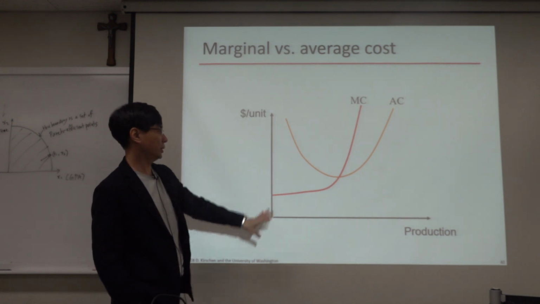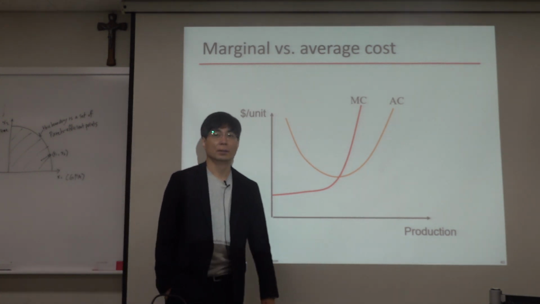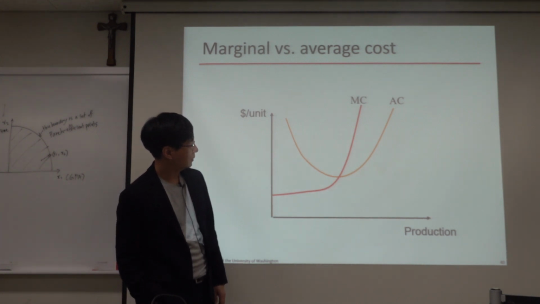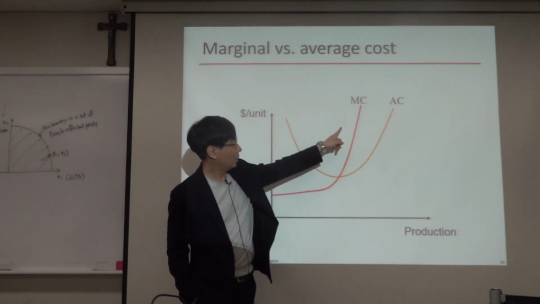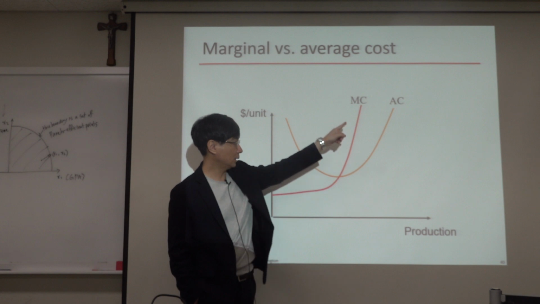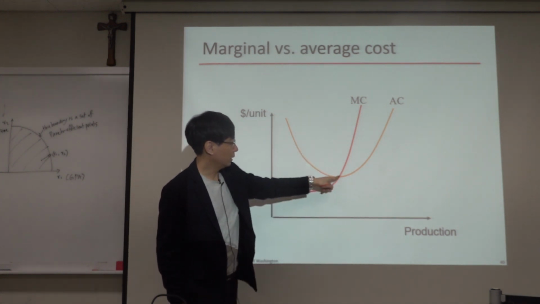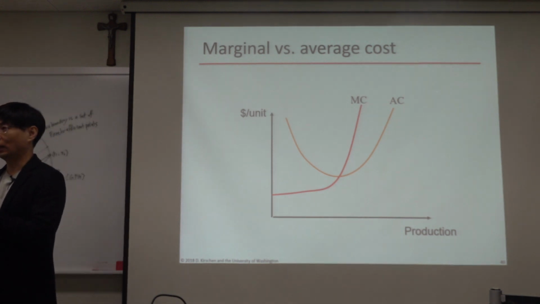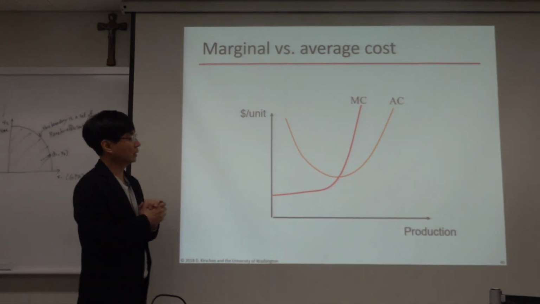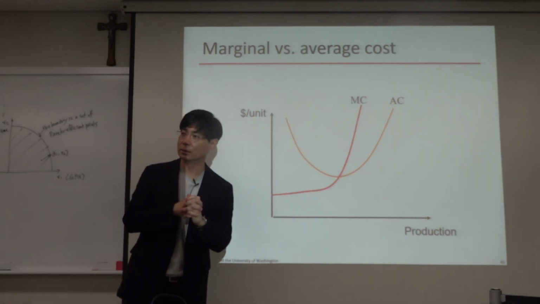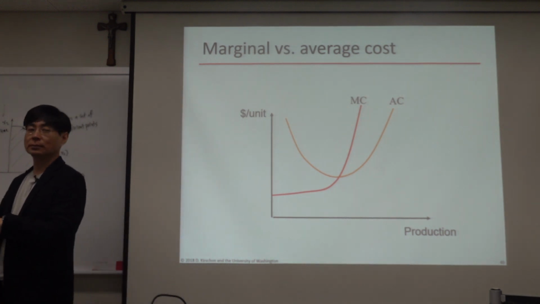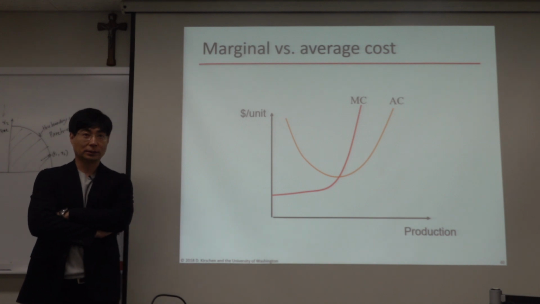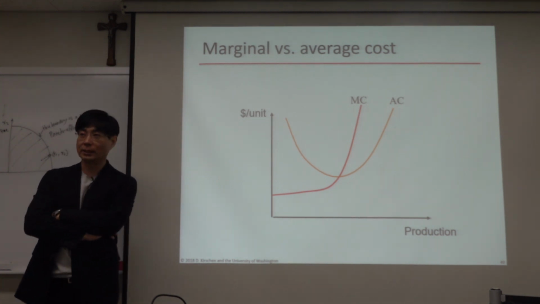If this figure is drawn carefully, correctly, then you see that the marginal cost curve intersects the average cost curve at its minimum point. Is it correct, or is this just a coincidence? What do you think? Correct. Oh, so why is that?